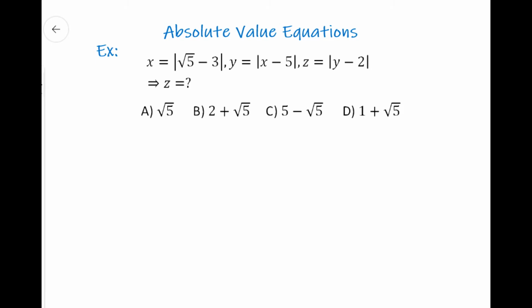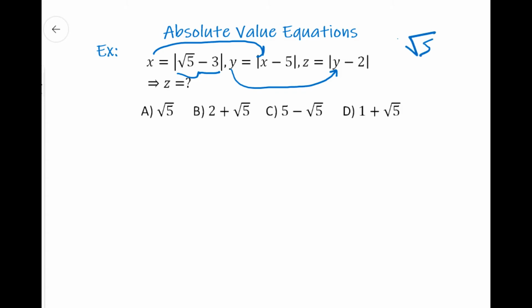We have a multiple choice question here. Y is given depending on x and z is given depending on y. And as a result, what is the value of z? Well, we need to put that x here, and we're going to find y. And then we're going to put that y here to find z as a final answer. So we need to look at whether or not the inside is positive, okay?